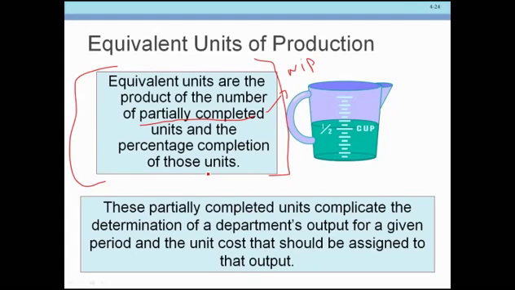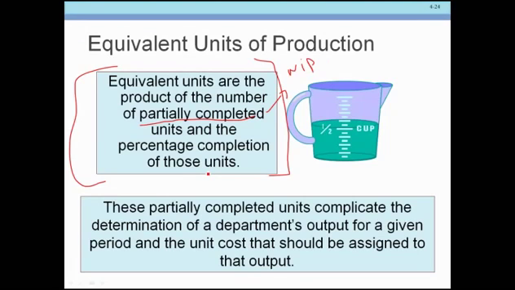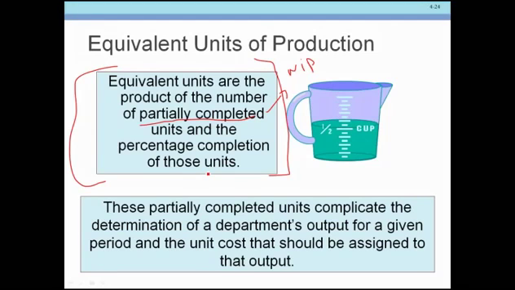So what's going to happen is the degree of completion is going to be for three different things: labor, material, and overhead. Now we're going to combine labor and overhead together, but I want you to think that sometimes the material could be 100% completed in work in process, but labor and conversion cost is 60% completed. So it will still be a partially completed unit.